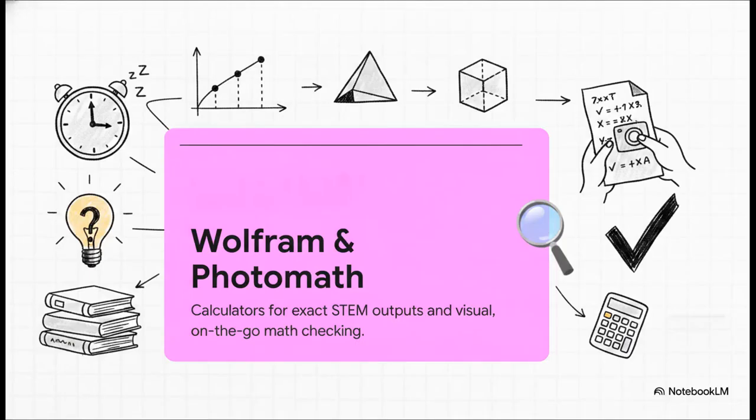Look, if you're stuck on a 2 a.m. physics problem set, a generic chatbot is just going to confidently give you the completely wrong answer. You need exact precision. Wolfram Alpha gives you that structured, exact computational trust. It does the rigorous math.